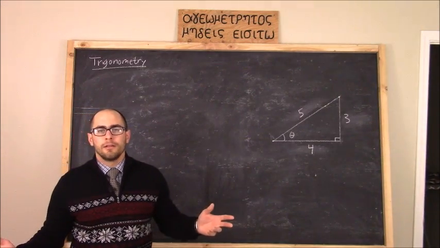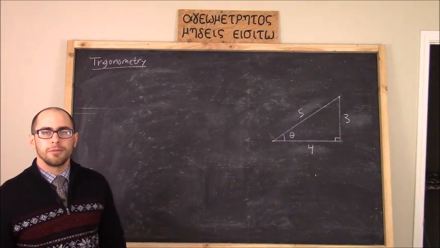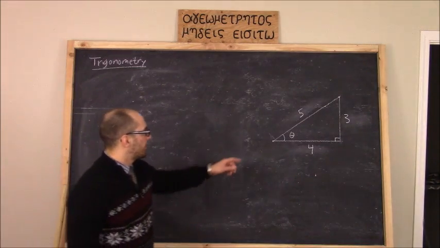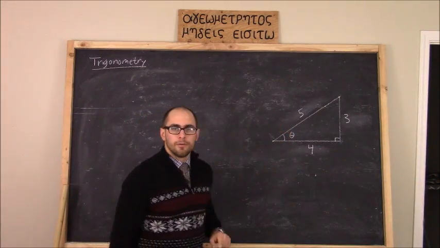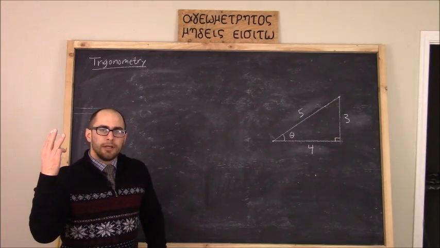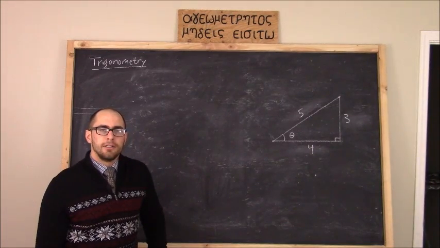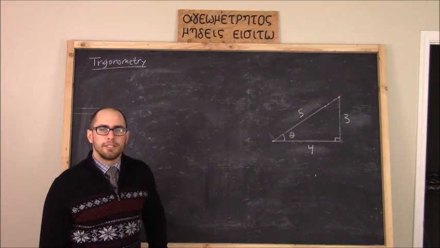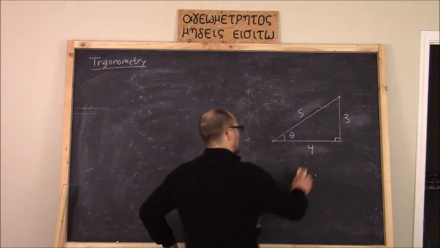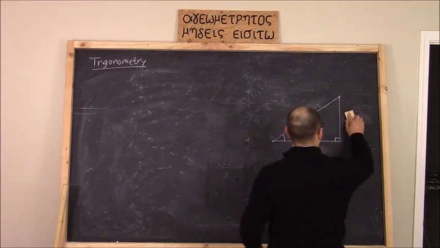Welcome back. Last time we were talking about trigonometry, the study of triangles. You'll remember our example with the 3, 4, 5 right triangle and defining the three elementary functions of trigonometry: sine, cosine, and tangent. Well, today we introduce another important concept.